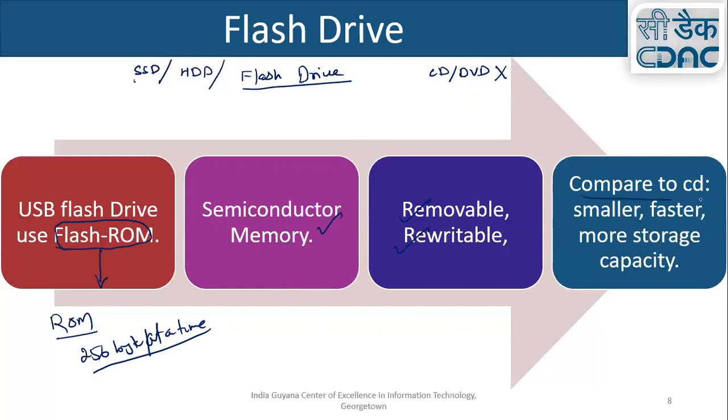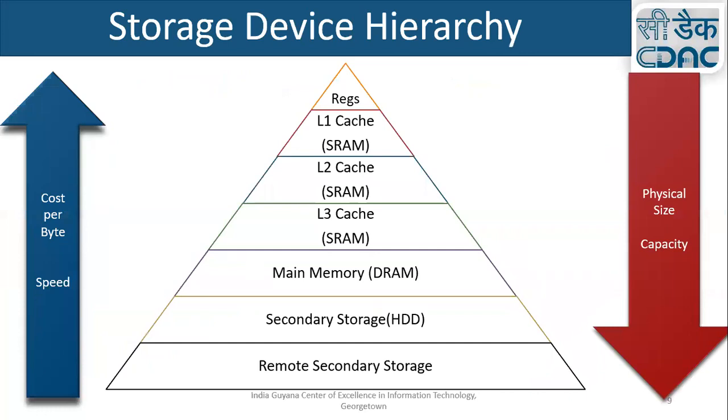Compared to the CD, the full form of CD is compact disc. So in the question, if you see compact disc, compared to the CD, you are using a flash drive that is smaller, faster, and has more storage capacity. Already discussed this thing in the previous class.